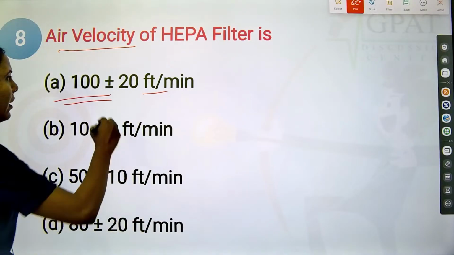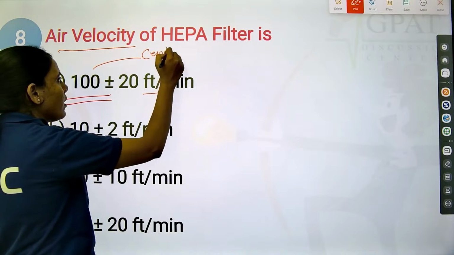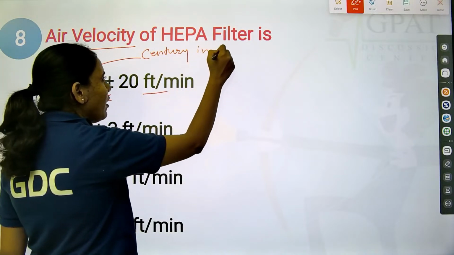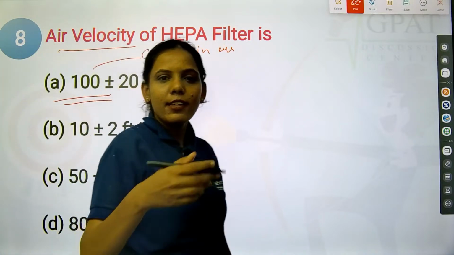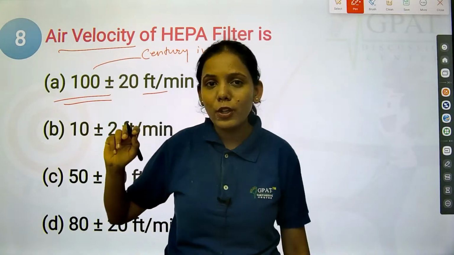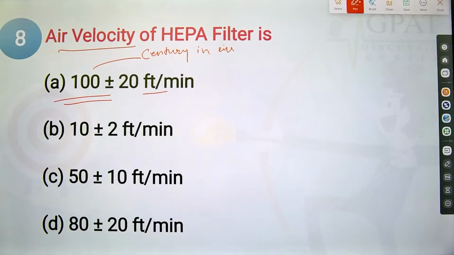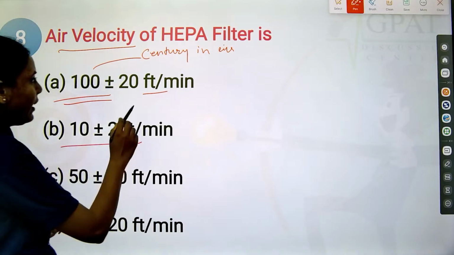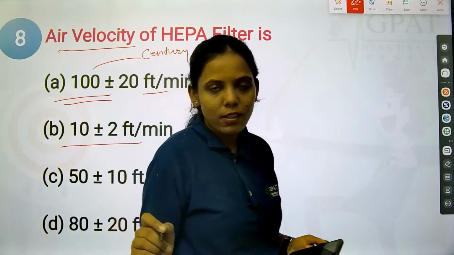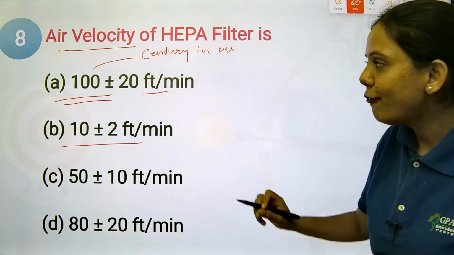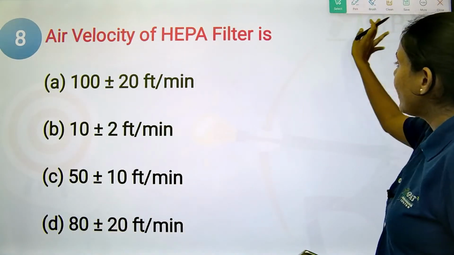Okay, 100 is nothing but, you remember, century. Century in the air. Because they will give 6 and 4, right? So that is the reason, century, you remember it is 100 plus minus 20 feet per minute. Flow rate is different. And about those who have answered B, no, not B. It is about the air velocity. We are not talking about the flow rate. Okay, please remember, that is the reason we have kept it.